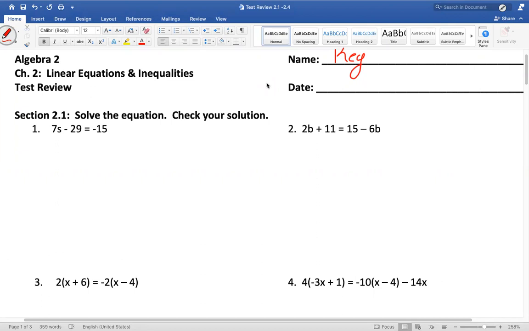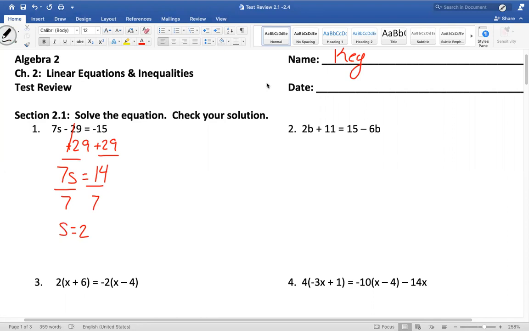So in number 1, okay, what we're going to do is we're going to add 29 to both sides, and we get 7s equals 14, divide by 7, and you get s equals 2.